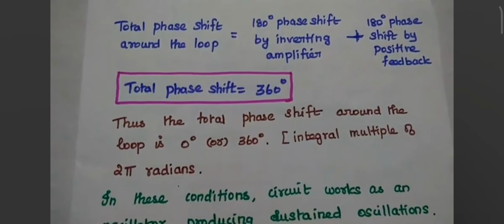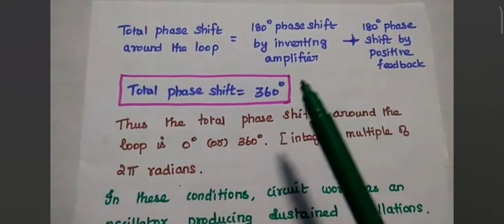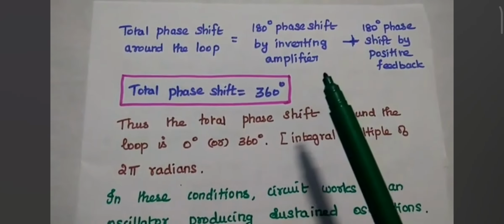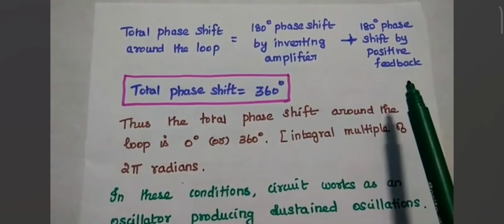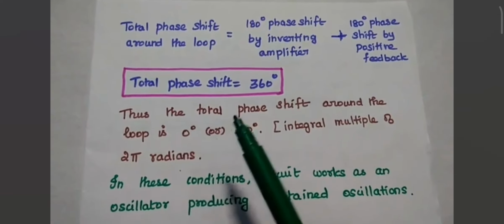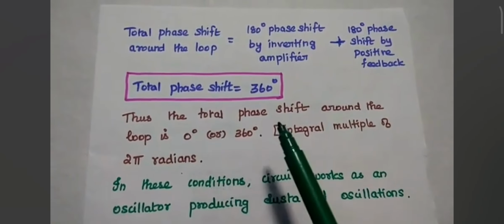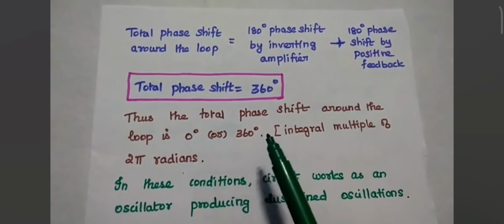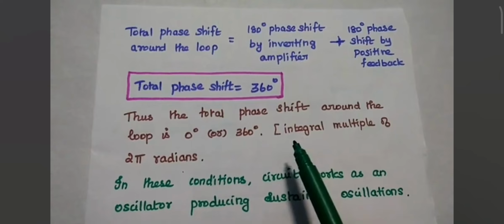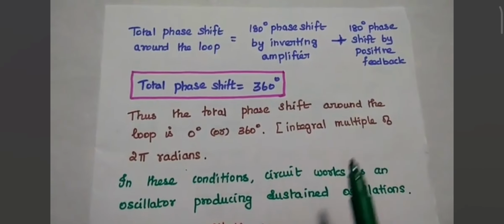That is given as total phase shift around the closed loop is equal to 180-degree phase shift by inverting amplifier plus 180-degree phase shift by positive feedback. Here we can get total phase shift is equal to 360-degree. Thus the total phase shift around the loop is either 0-degree or 360-degree. It can also be mentioned like this, that is integral multiple of 2 pi radians.